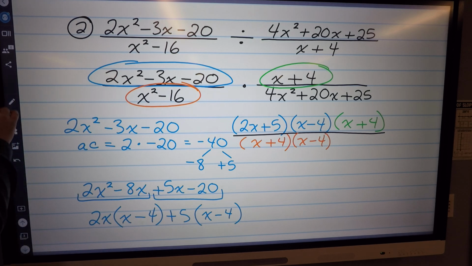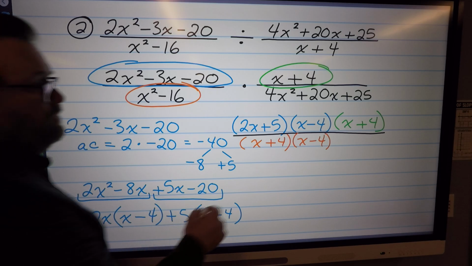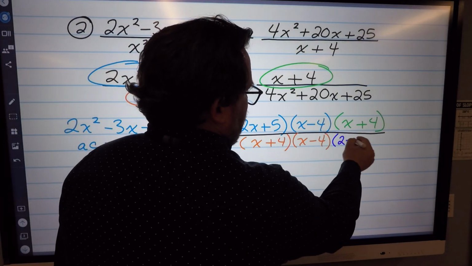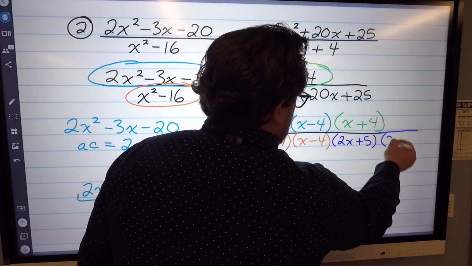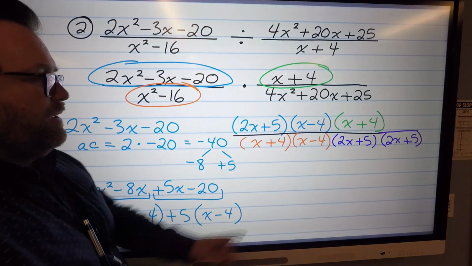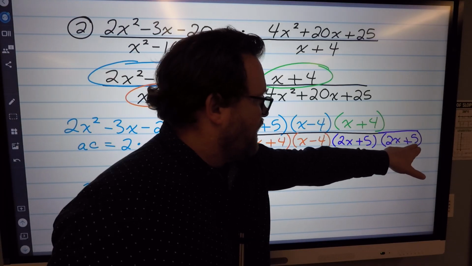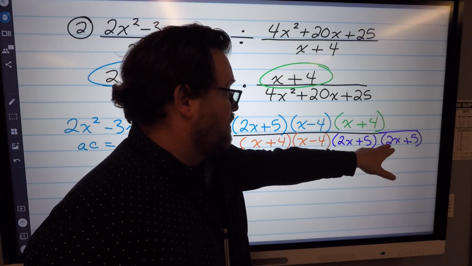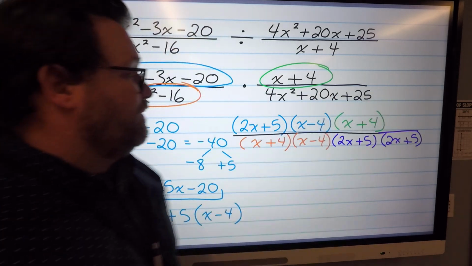And then we've got to look at the 4x squared plus 20x plus 25. That is also a perfect square trinomial. That will factor to 2x plus 5 times 2x plus 5. Because 2x times 2x is 4x squared, 2x times 5 is 10x, 5 times 2x is another 10x, that adds to 20x, and then 5 times 5 is 25.